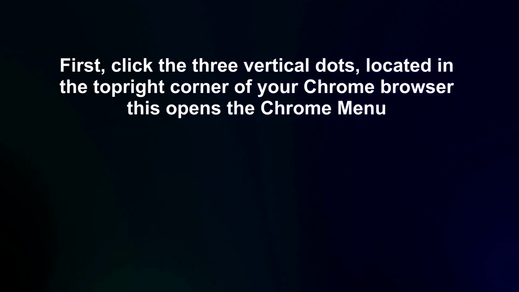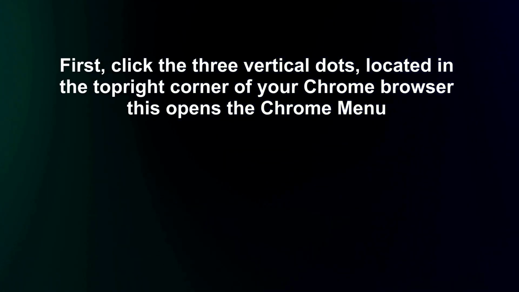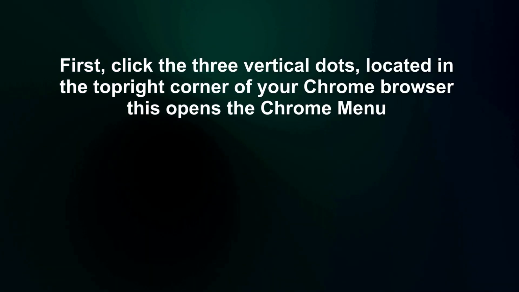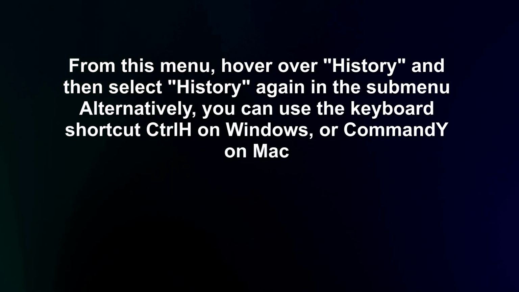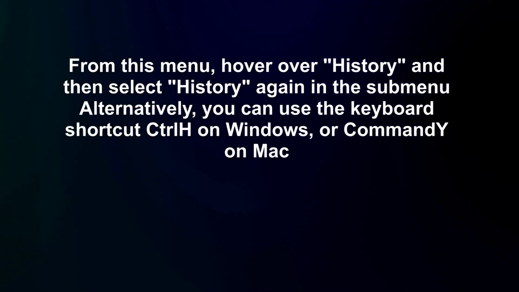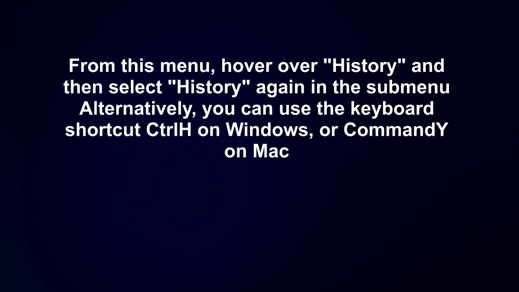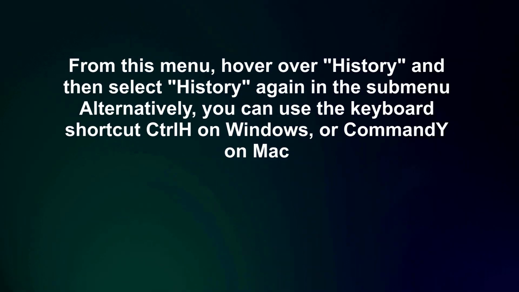First, click the 3 vertical dots located in the top right corner of your Chrome browser. This opens the Chrome menu. From this menu, hover over History and then select History again in the submenu. Alternatively, you can use the keyboard shortcut Ctrl+H on Windows or Command-E on Mac.